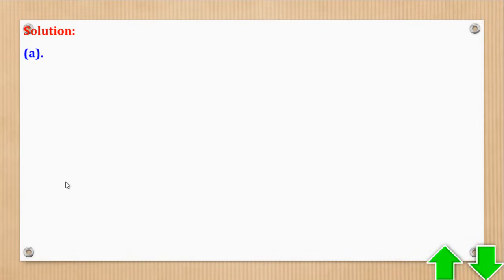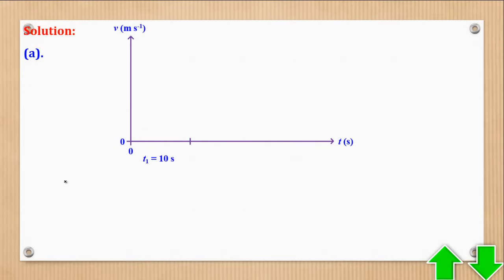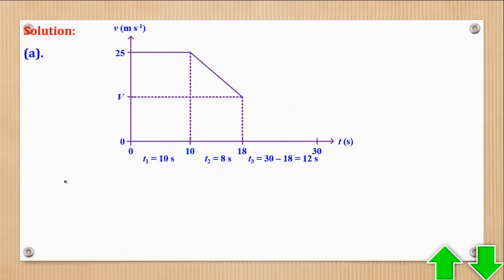So drawing, we need to draw the axes and label them. Then you can start. For the first 10 seconds, the velocity is 25. So you can locate that and it is constant velocity. For the next 8 seconds, the velocity is now V. There's some deceleration. Then for the remaining part, remember the total time was 30, so remaining time will be 12 seconds. And it is also still constant velocity. And that's what they wanted.